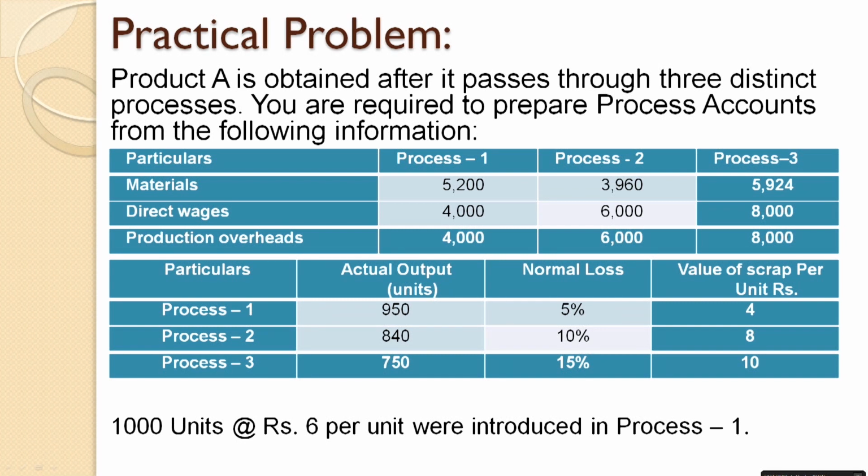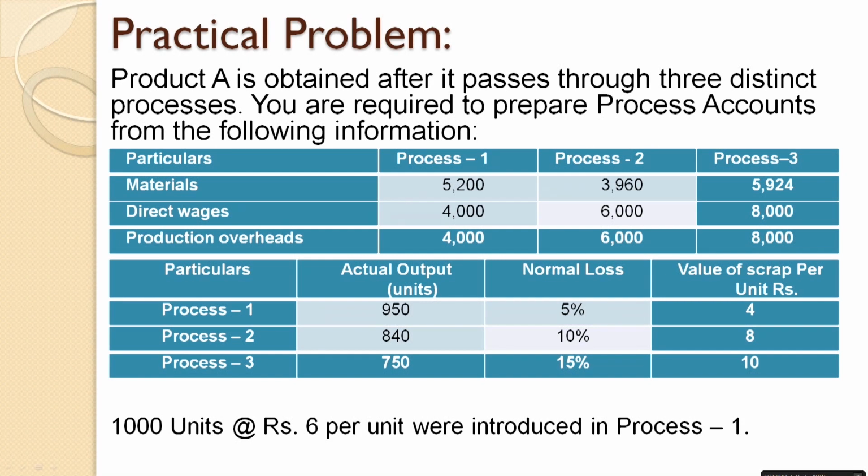In the same way, the material cost decreased as compared to the first and second processes, but in the third process the material cost is a little higher, 5,924, maybe because a certain amount of closing material is required at the end of the process accounts. That is why the material cost is higher in this third process. Then the production overheads, which are part of overhead expenses, are 4,000, 6,000 and 8,000, also gradually increasing.